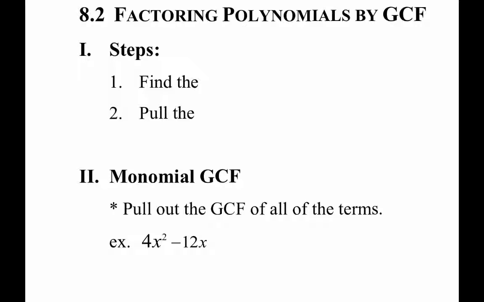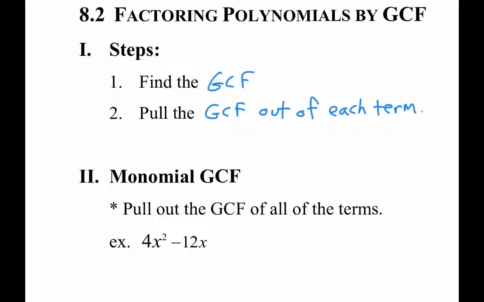But first thing, step one, find the GCF. So really you're just taking what we did yesterday, and that's your first step if you want to factor something. Of all these different terms, what do all the terms have in common? What can you pull out from everything? And then once you have that, you want to pull that out. So number 2, pull the GCF out of each term.